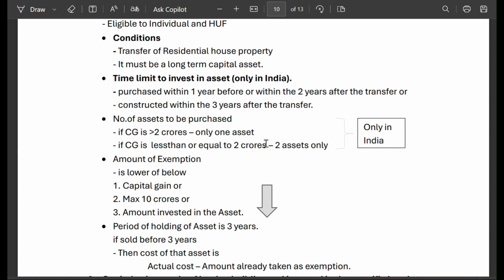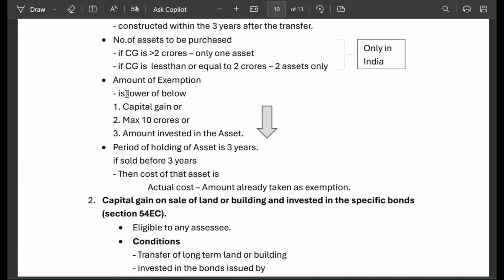The reason for allowing two assets when the gain is less than or equal to 2 crores is that obviously such a person is middle class, and is selling the asset and buying another two assets. So in that case, the government gives the exemption whenever the capital gain is less than 2 crores. And the main point is the amount of exemption. The amount of exemption is the lower of the actual capital gain value, maximum 10 crores, and the amount invested in that new asset.